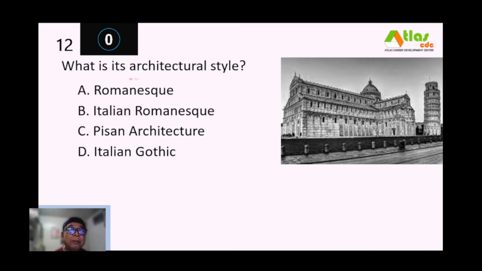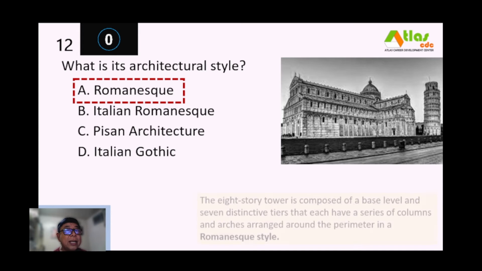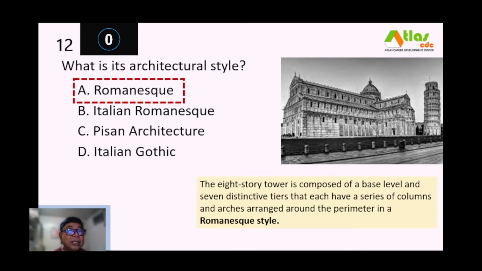And our correct answer is letter A, Romanesque. So the 8-story tower is composed of a base level and 7 distinctive tiers that each have a series of columns and arches arranged around the perimeter in a Romanesque style.